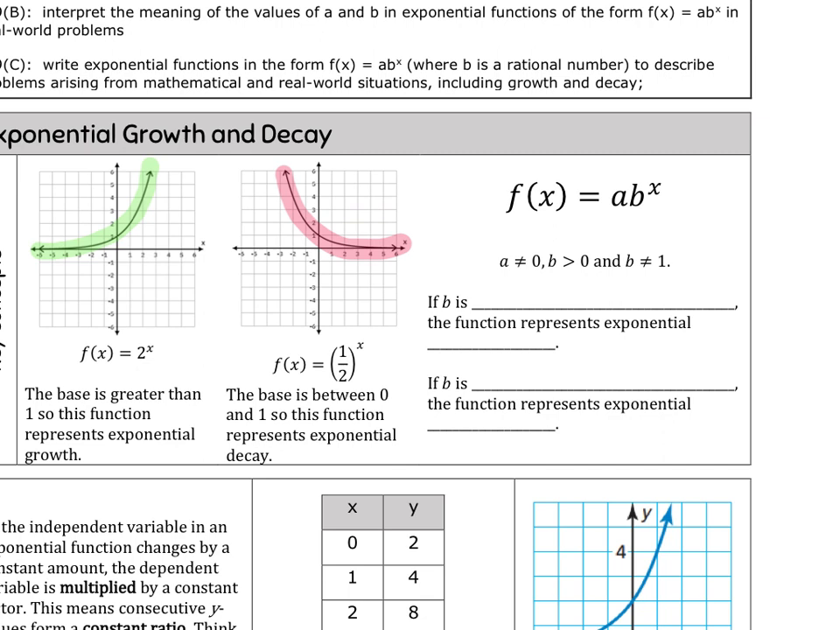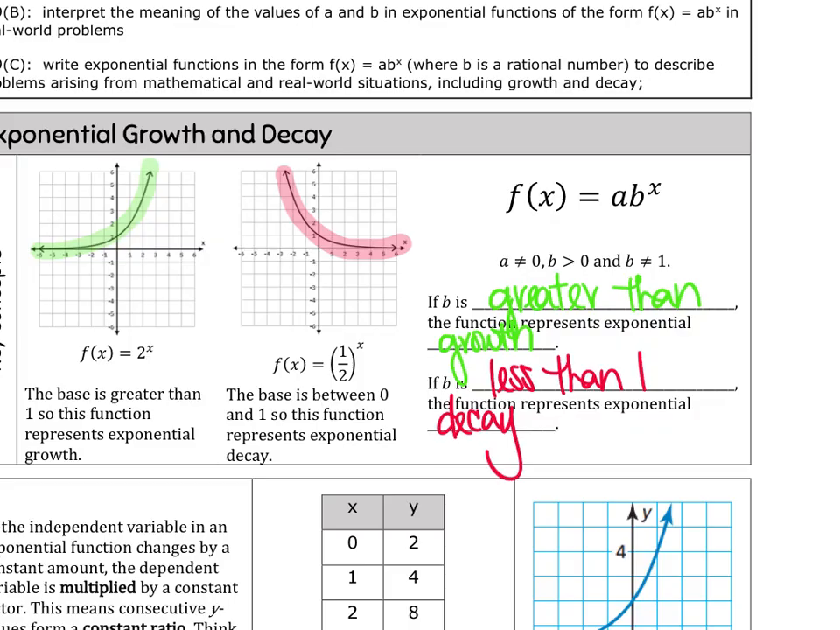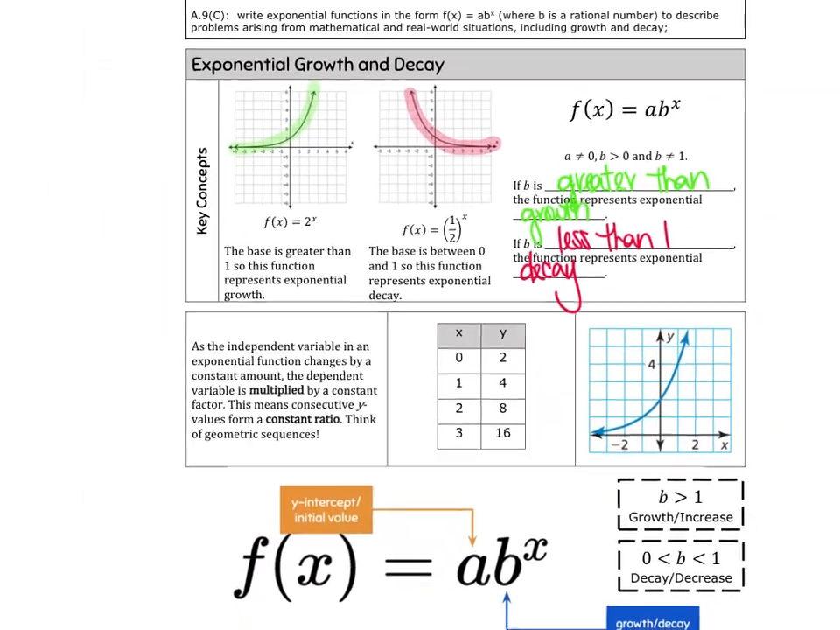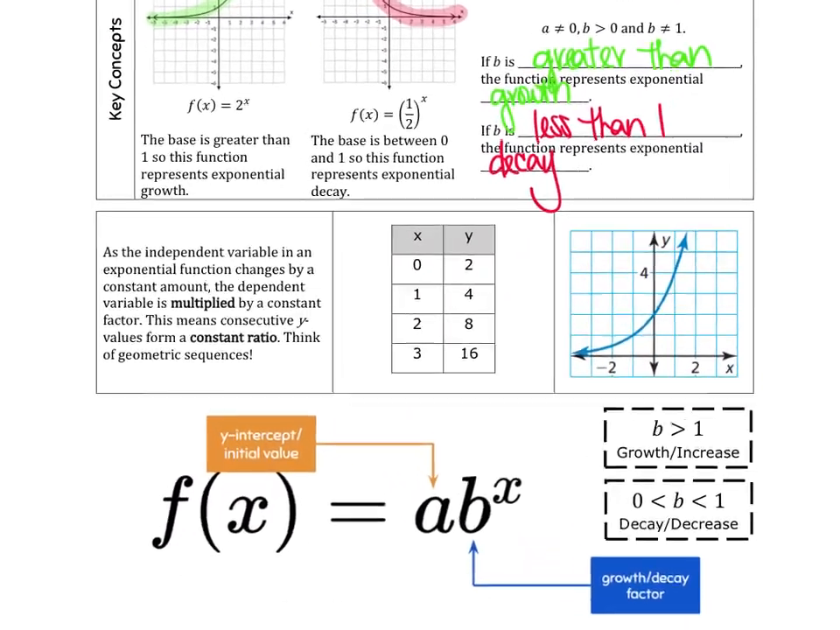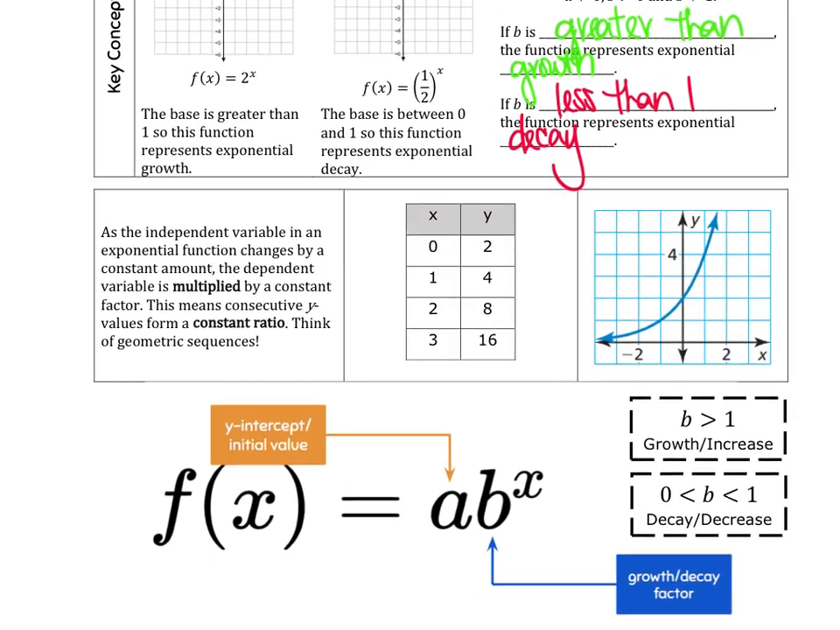So if b is greater than 1, then the exponential function is going to represent growth. If b is less than 1, the function represents exponential decay. So let's look at some of the information that you would see given to you to determine whether it's going to be growth or decay.